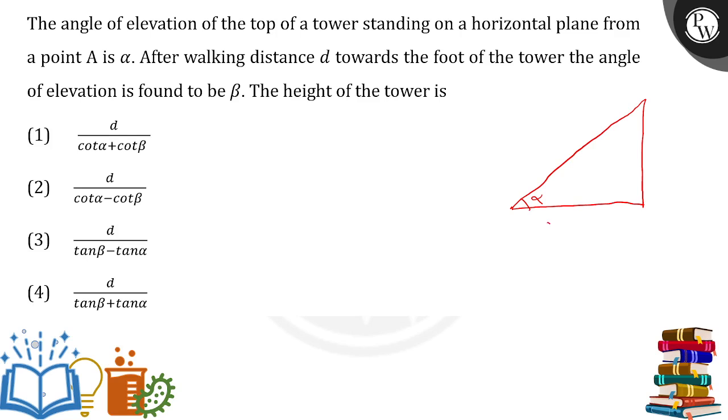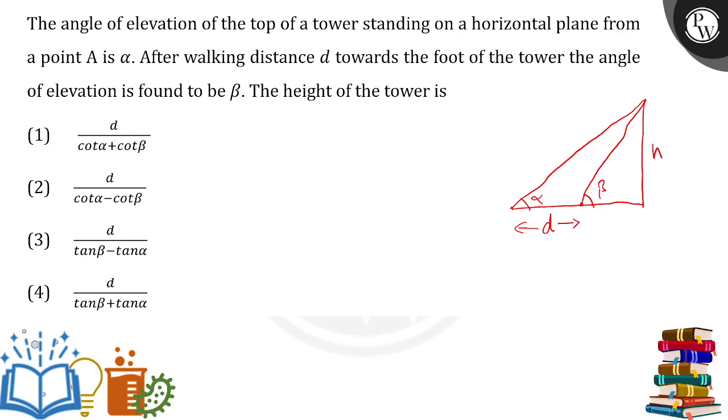If we move some distance, let's say this is the distance we moved, and we reach a point somewhere over here. Now the angle of elevation has changed. The new angle of elevation is beta. What they are asking, they are interested in calculating the height of the tower. This is h, which is the height of the tower.